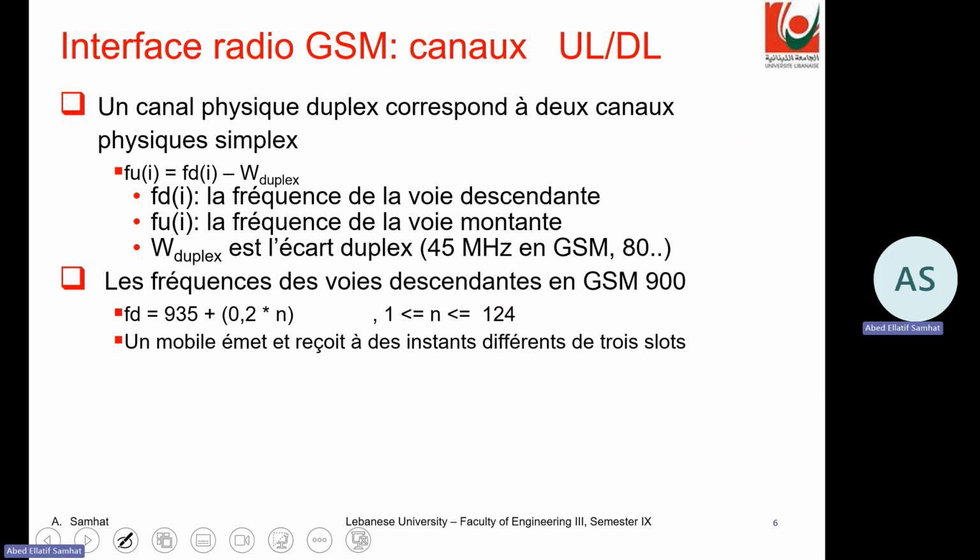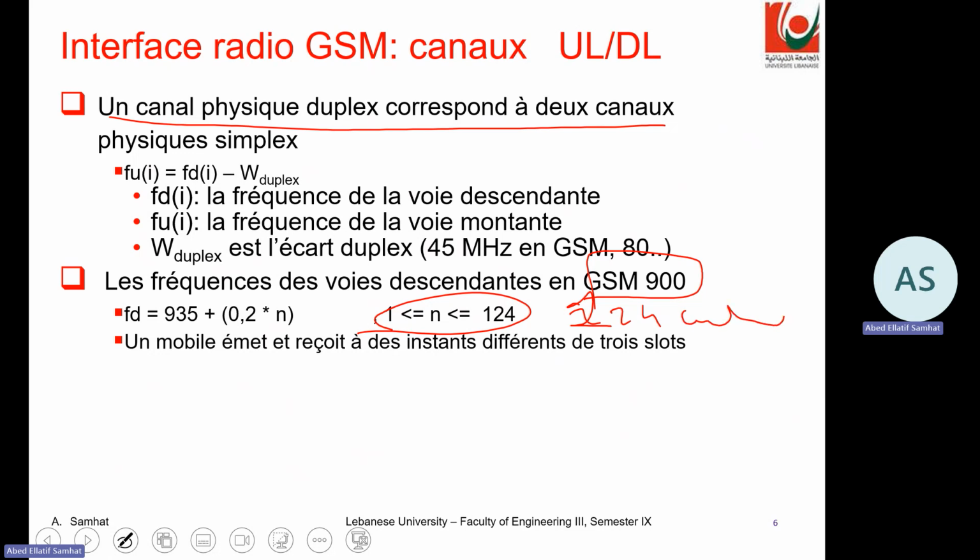So typically, a physical duplex channel is a channel that corresponds to a frequency at the uplink and another frequency at the downlink. If we consider the case of GSM 800, and I want to know the downlink frequency for a certain channel, for example, we have, as we said, 124 physical channels. So I can consider that this is the low frequency.